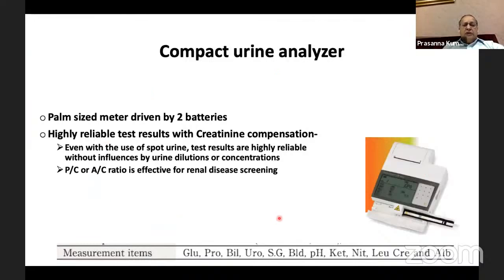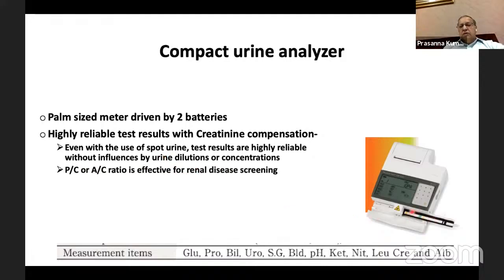Now, this is what I was telling, that unlike in the past, you don't have to send the patient to a far off place, because many times the patient may not do the test. This is almost a hand-size, palm-size meter with 2 batteries, and it's highly reliable. With the use of spot urine, you don't need to collect 24 hours. Results are highly reliable without influence of urine dilution or concentration. Albumin creatinine ratio is effective.